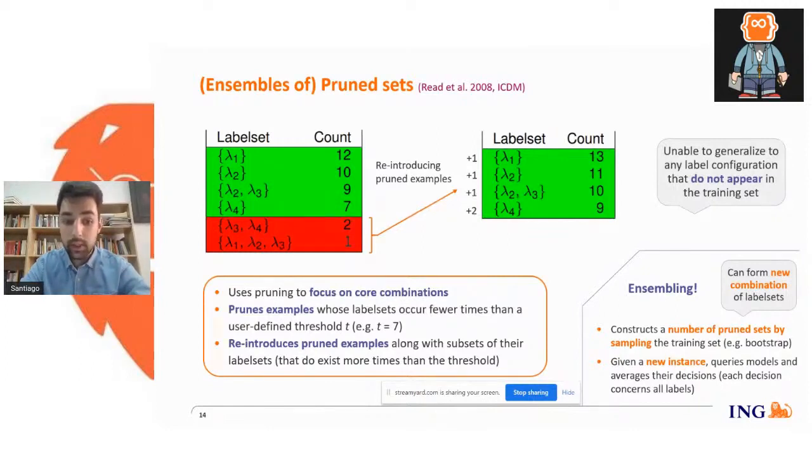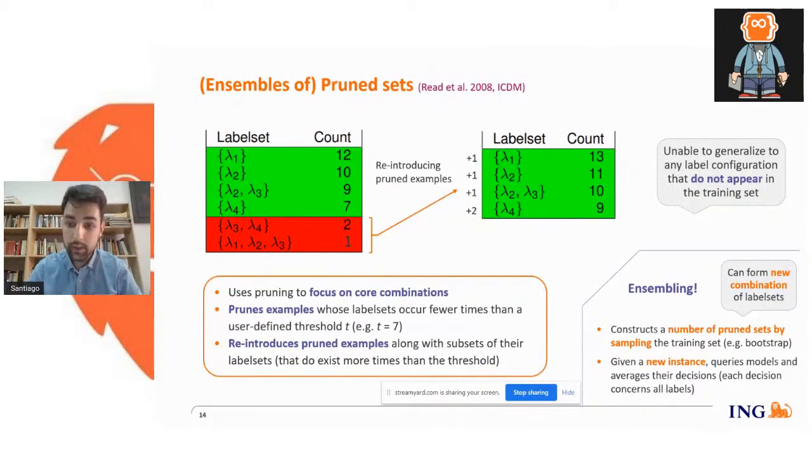Instead, the label set of labels 2 and 3, this third one, is not a subset of labels 3 and 4, because label 2 is not included in the original label set. So thanks to this method, we have reduced the complexity of Label Powerset, since not all possible combinations are to be predicted, but we still are unable to generalize to configurations not appearing in the training set.